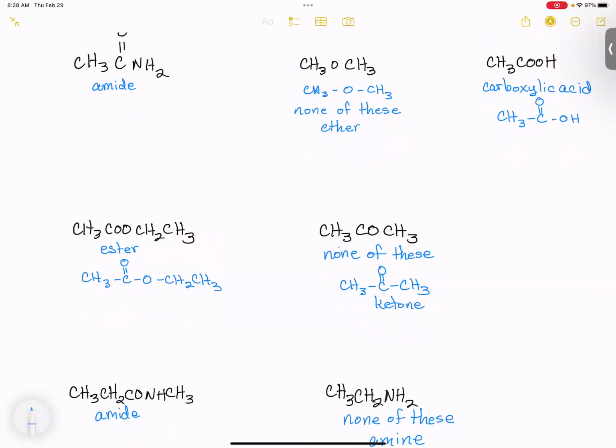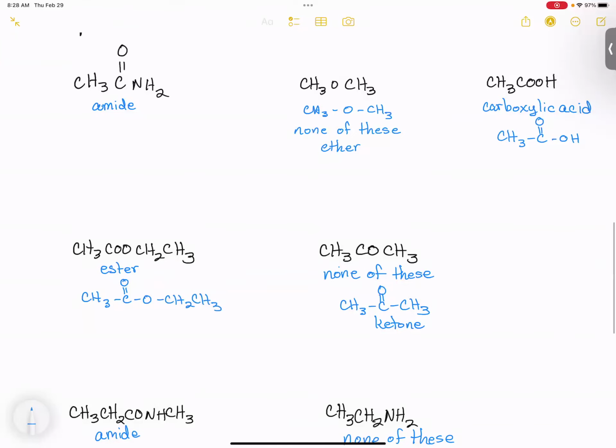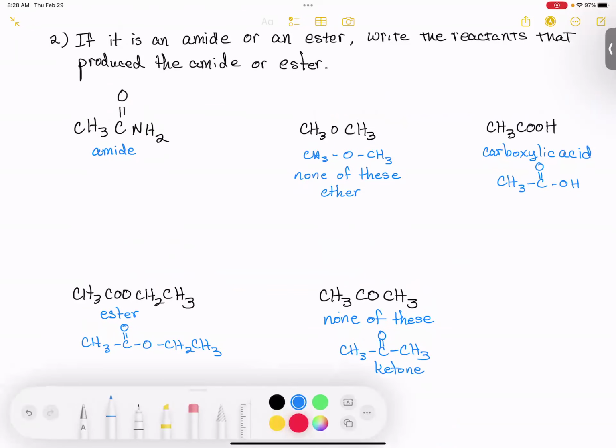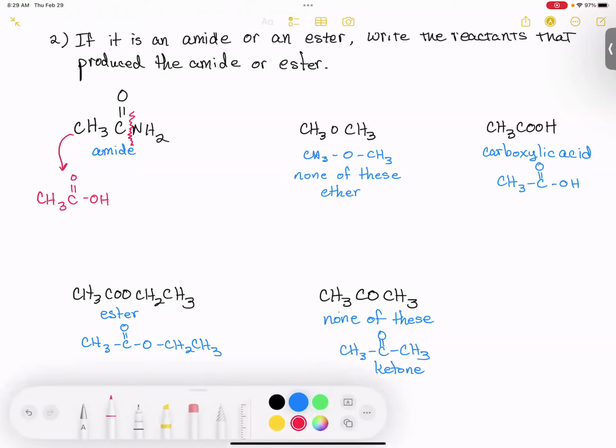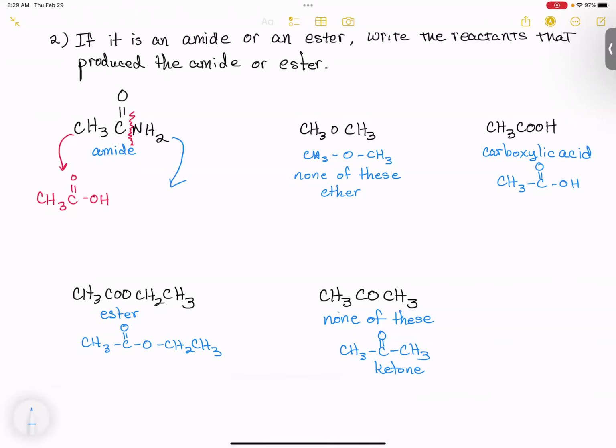Okay, so let's see how you're doing. The very first one was an amide. To figure out where it came from, basically, we're going to break the NH2 away from the C double bond O. So the left-hand side means that it came from CH3, C double bond O, OH. In other words, we replace what we dropped off with an OH. And the right-hand side comes from NH3, because we have to add another hydrogen.